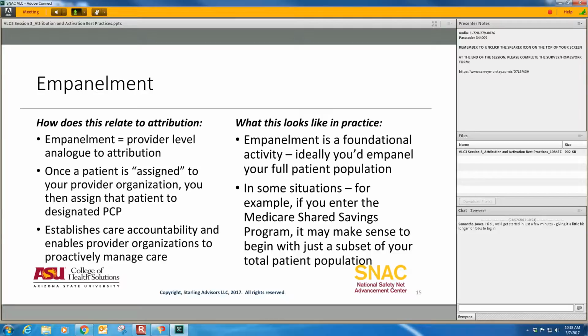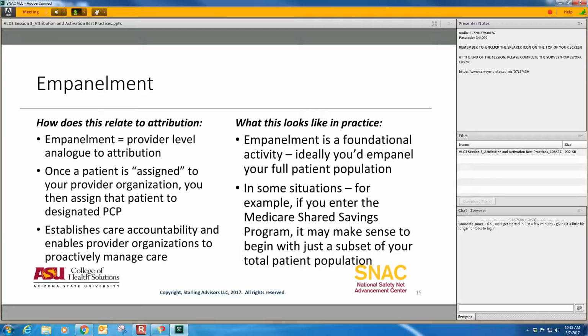And so there may be situations where if you're entering a specific value-based contract or a pilot program, like for example, if you were to enter the Medicare Shared Savings Program, it may make sense for you to start this process with just a portion of your patient population and really refine your process and take all your lessons learned and learn from just working with a smaller subset of your patients, and then you can expand over time.